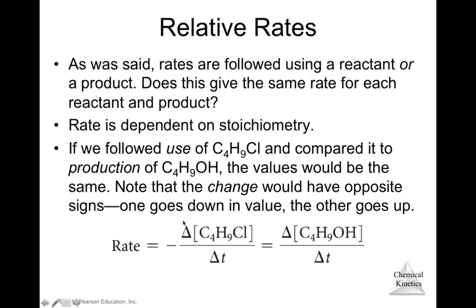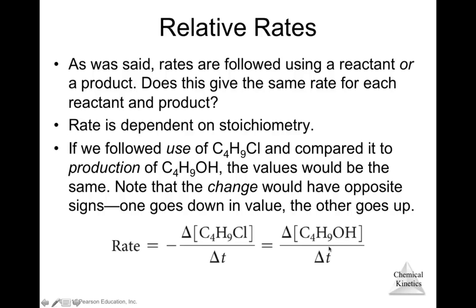Because change usually is the final concentration minus the initial concentration. So the final concentration is lower than the initial concentration because the reactant is consumed during time. So that subtraction is going to be negative. So you need to add here a negative because the rate needs to be positive. So this negative multiplied by this negative is going to be positive.